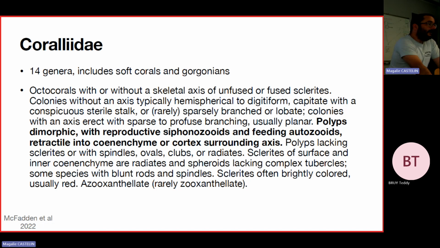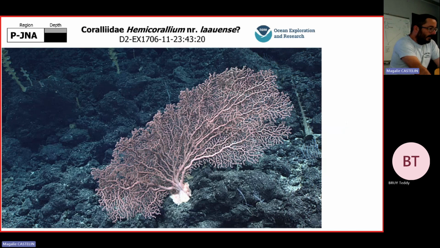So the Coralliidae is what I call the red corals. And the polyps in this group are dimorphic. So you have reproductive siphonozooids and feeding autozooids, with the tentacles retractile into the coenenchyme or cortex. So it's quite stunning. Corallium, Hemicorallium.